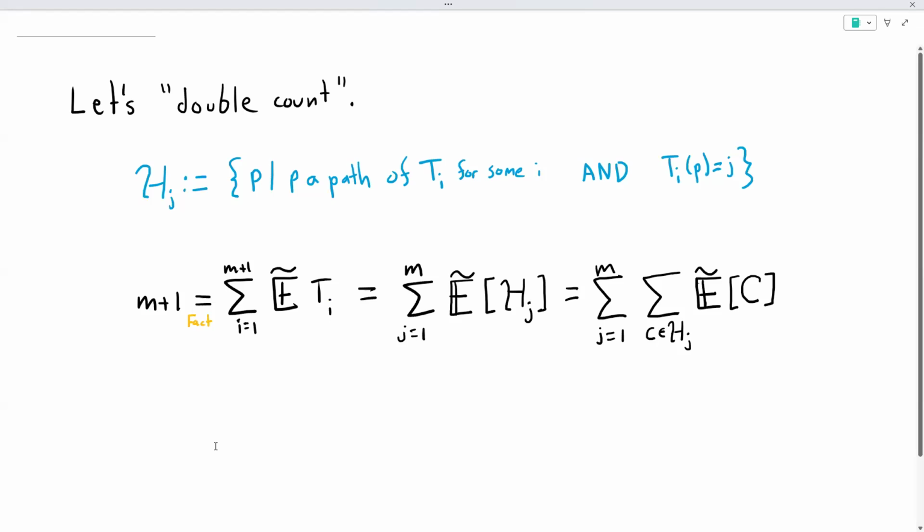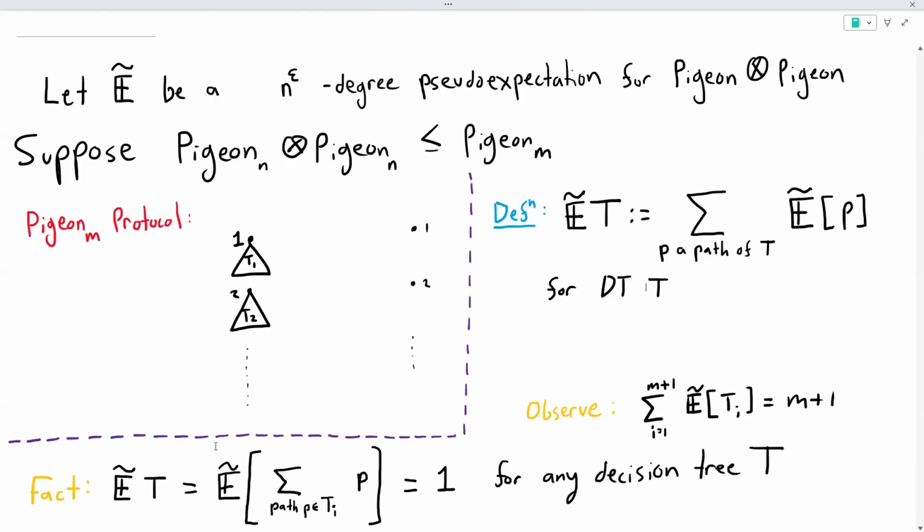Okay, so let's do a double counting argument. Let me introduce the family H_J, which is the collection of conjunctions, namely paths of the T_I's. So it is in particular a family of paths, P, a path of T_I for some I, and T_I evaluated on that conjunction sends pigeon I to hole J. So consider in this pigeon protocol all paths of these T_I's which map these pigeons to the hole J.